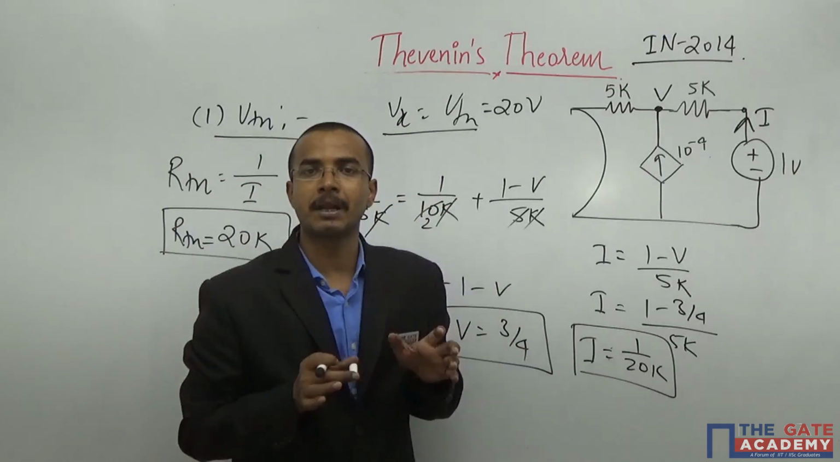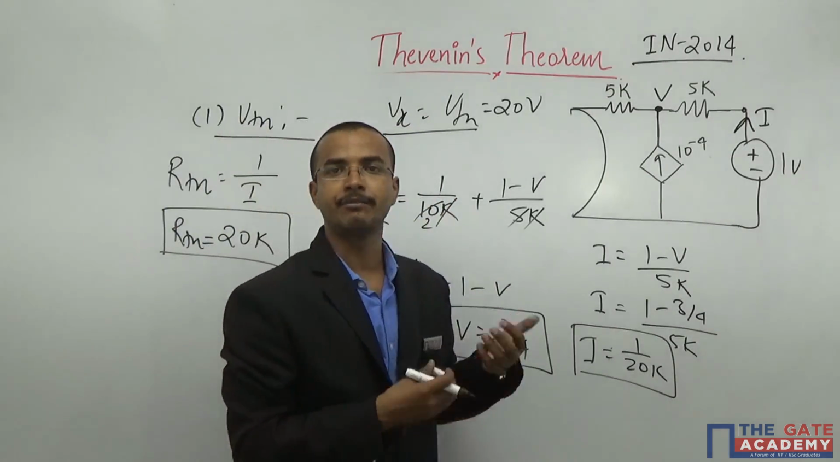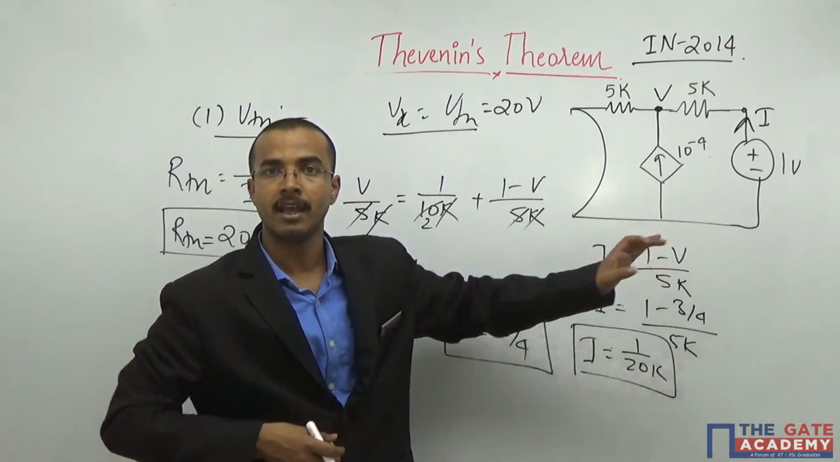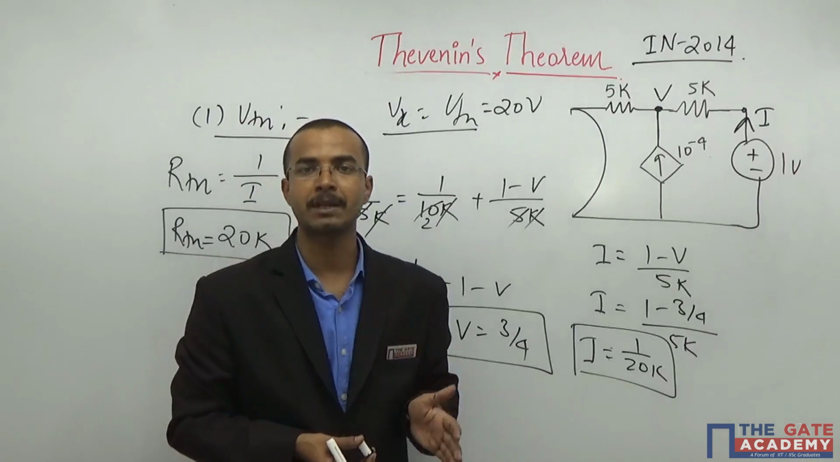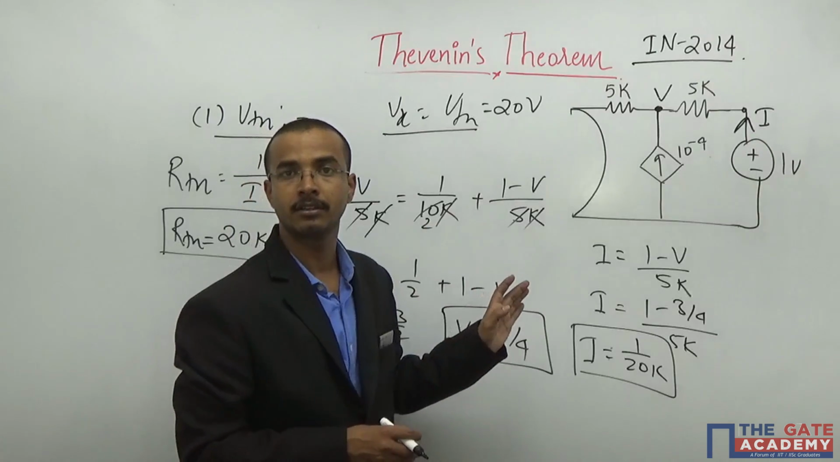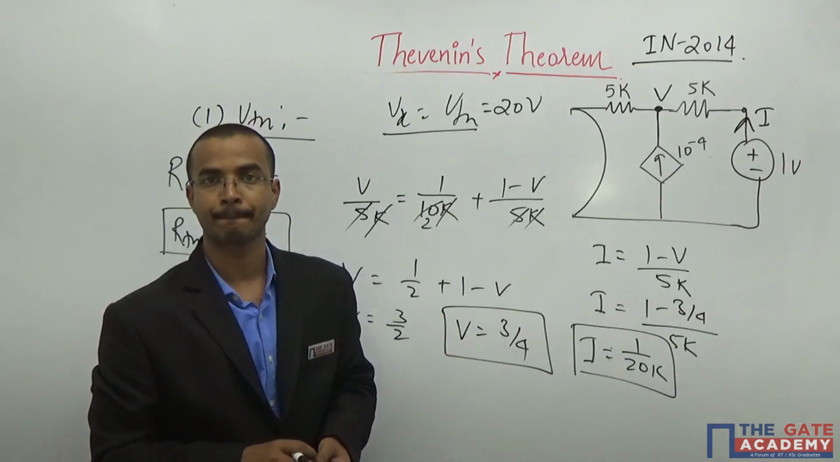And this is the simple procedure to calculate the VTH and RTH for the dependent sources also. And this is so important from the GATE point of view. So please, all of you have to concentrate on the Thevenin specifically. And thank you.